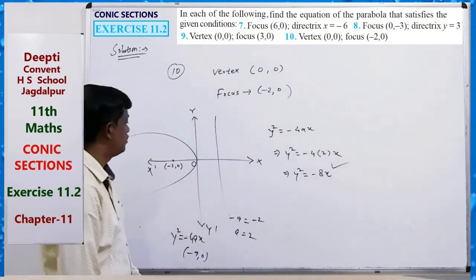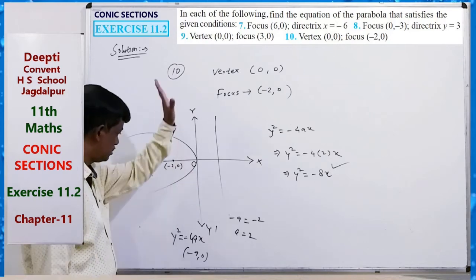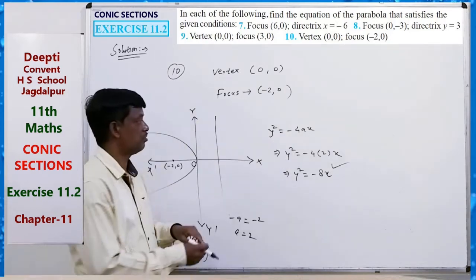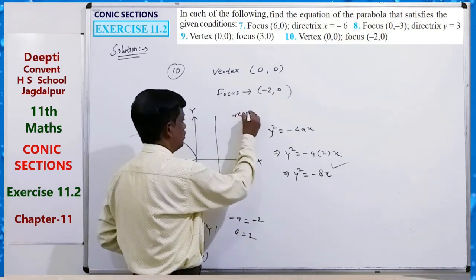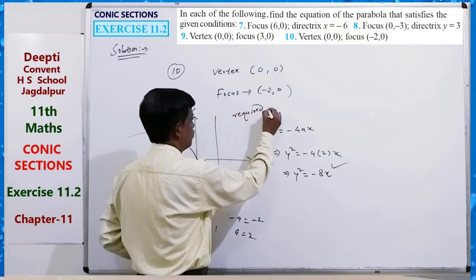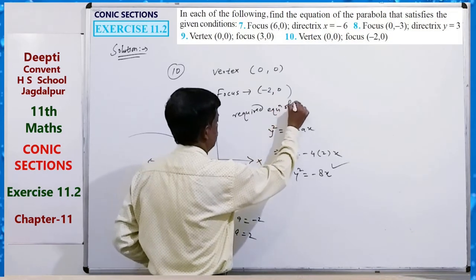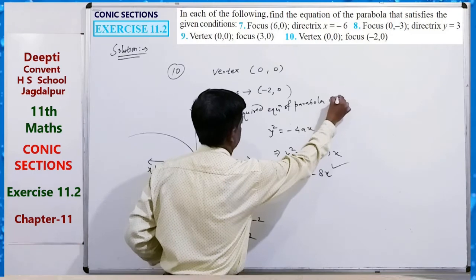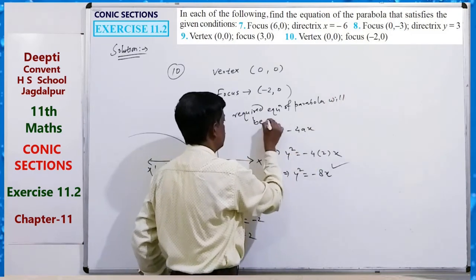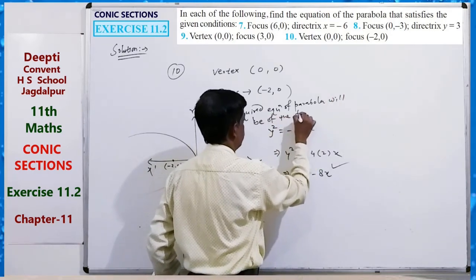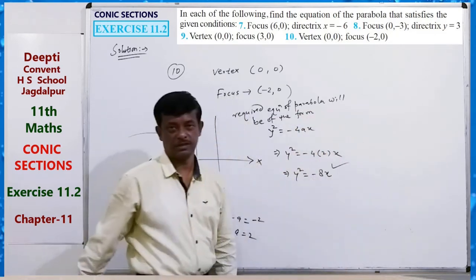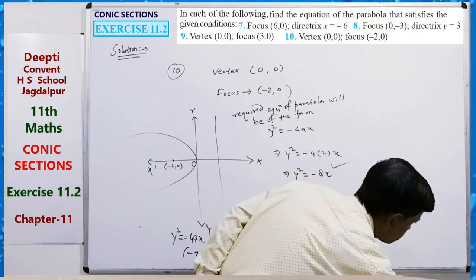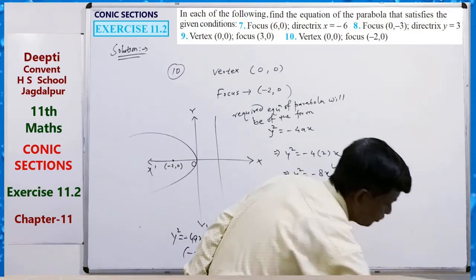Just you have to decide where the focus lies, what the axis is, and what the required format will be. The required equation of the parabola will be of this form. This is the main thing. Okay. So y square equals minus 8x. That was 10. Now 11.